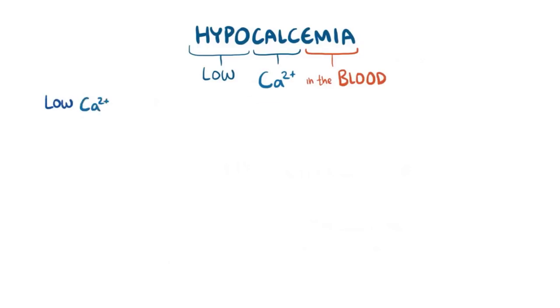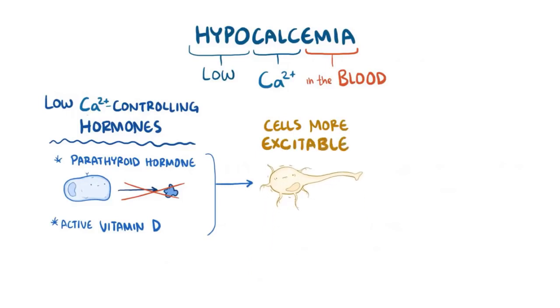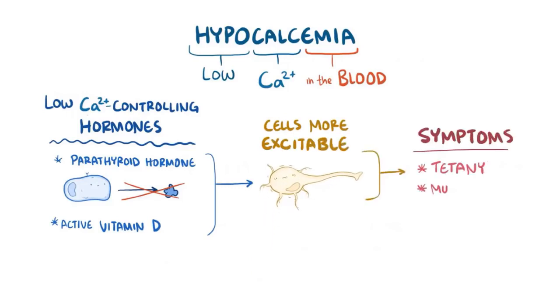Alright, as a quick recap, hypocalcemia describes a low concentration of free ionized calcium in the blood, which most commonly results from defective production of calcium-controlling hormones, like parathyroid hormone and active vitamin D. Low calcium levels tend to cause certain excitable cells to be more excitable, which results in tetany, muscle spasms, and cardiac dysfunction.